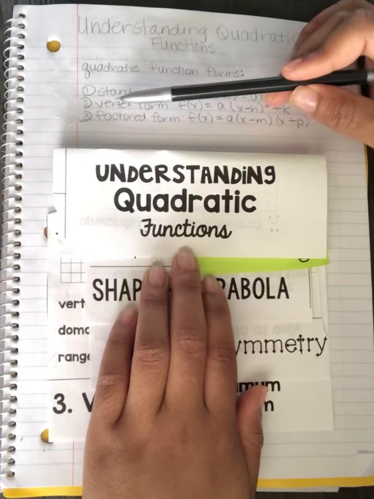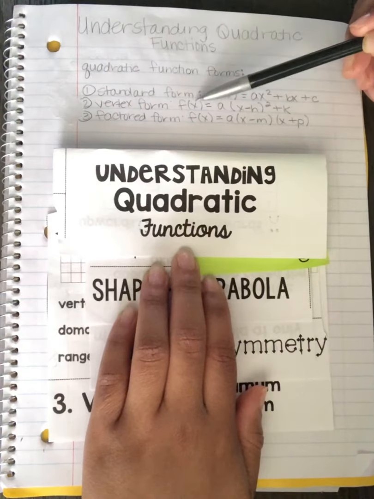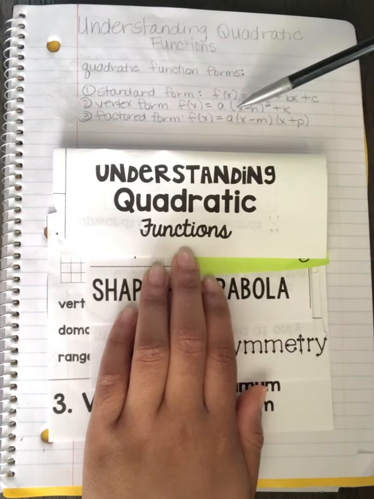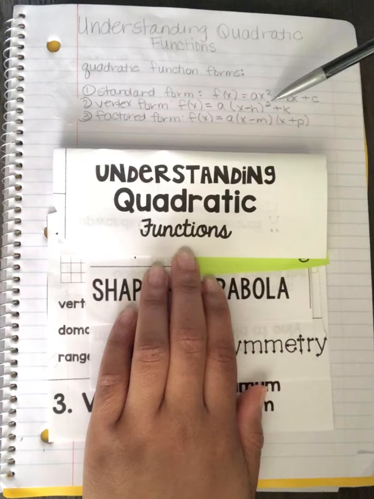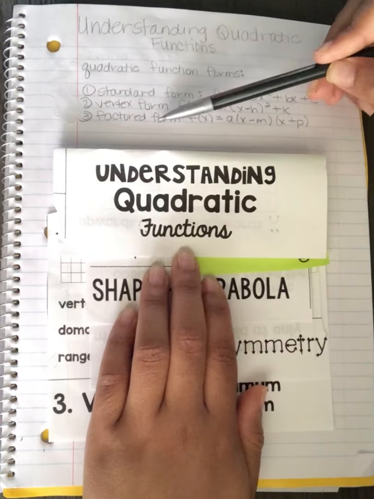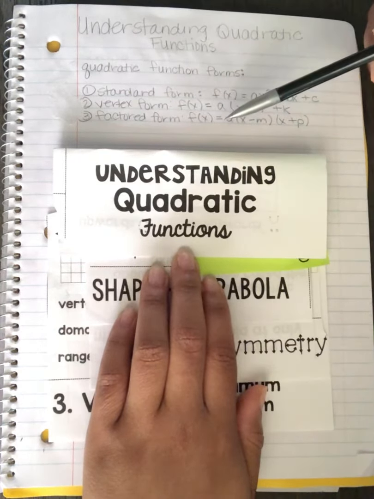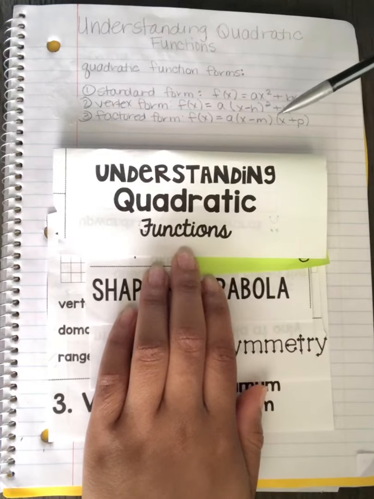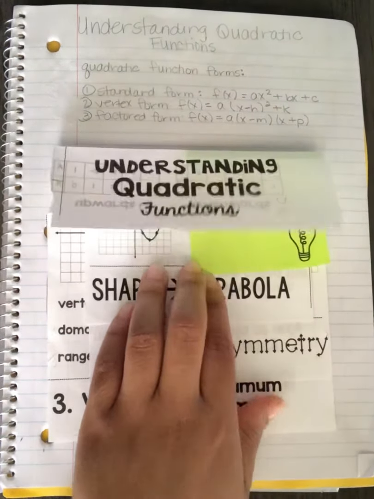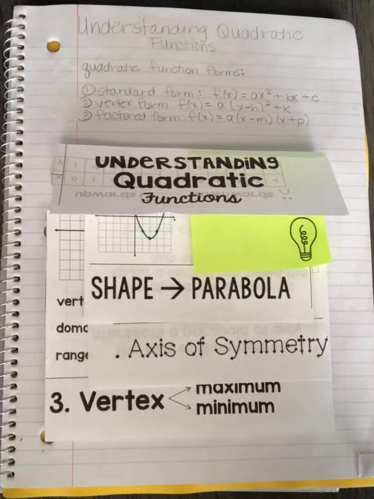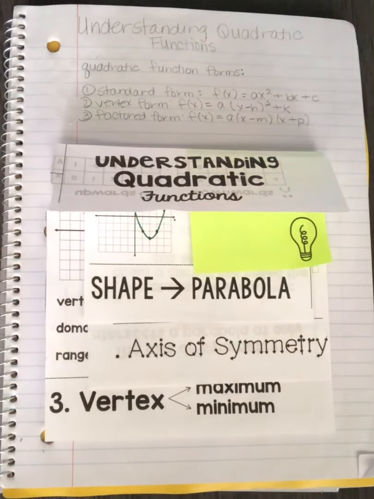My second form is vertex form. F of x is equal to a times x minus h squared plus k. And my factored form, f of x is equal to a times x minus m times x plus p. If we notice, each form has that a.